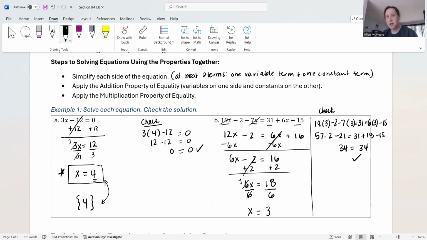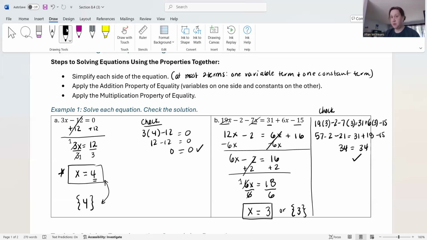Everything really does check out. When we plug in x equals 3 into the original equation, we get a true statement. The left really does equal the right. So we can say that our solution is confidently x equals 3. And remember, you could also write it in that formal solution set notation where we use the curly braces, and then you just put the value for x inside. Okay, so that is using the two properties together.